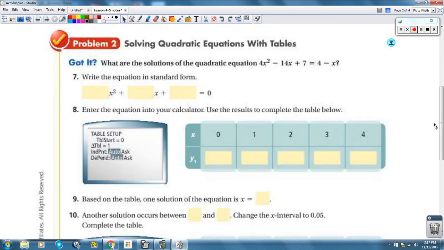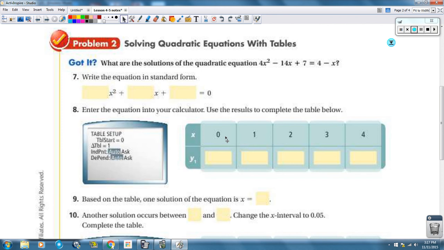Okay. Now for this next piece, they want you to solve a quadratic, but they want you to use the table function. That's what we're going to look at next. Give me just a second. I just want to make sure that I have it down.